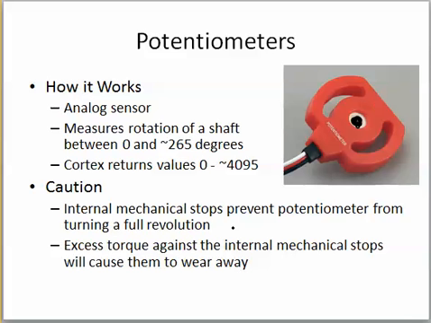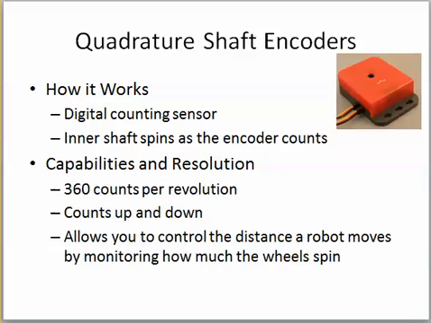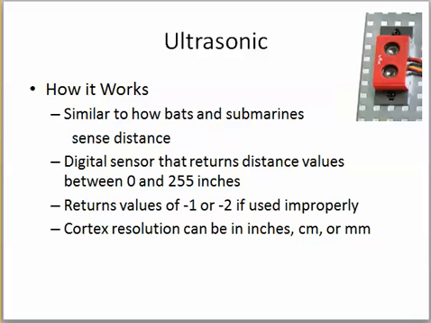Internal mechanical stops prevent the potentiometer from turning a full revolution. Excess torque against the internal mechanism stops will cause them to wear. Quadrature shaft encoders. How it works. Digital counting sensor. It's used for counting. The inner shaft spins as the encoder counts, and it basically just counts the number of revolutions.